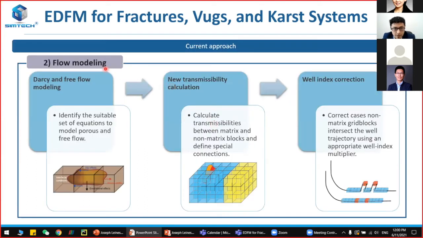Now let's talk about the second phase that deals with the flow modeling part. Here we have Darcy and free flow modeling, which is the core of our URSIM and our approach. We are also going to develop certain new transmissibility calculations and define certain special connections that will show the interactions between the matrix and non-matrix features. We also need to perform some well index corrections in the case that the well trajectory is intersected by a Karst or a Vug system.